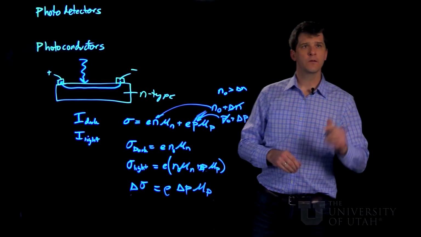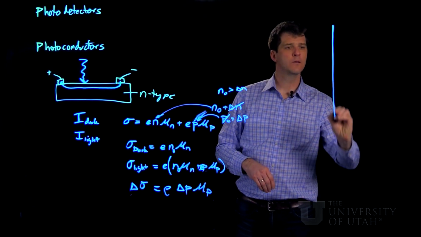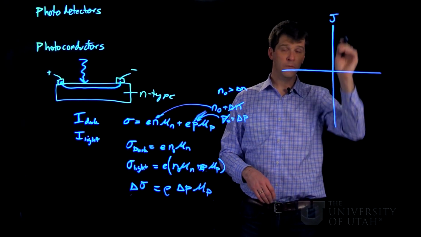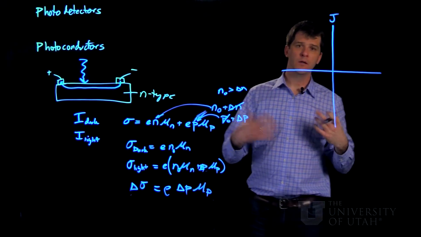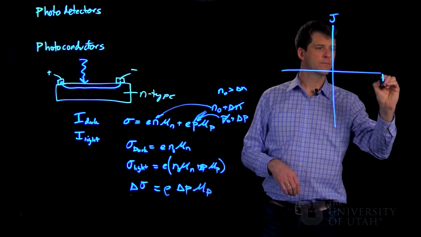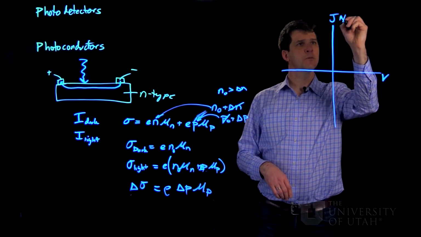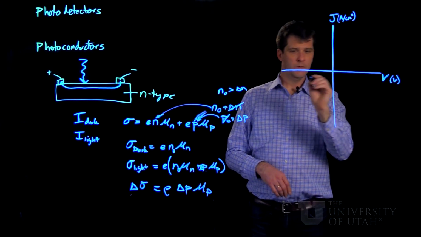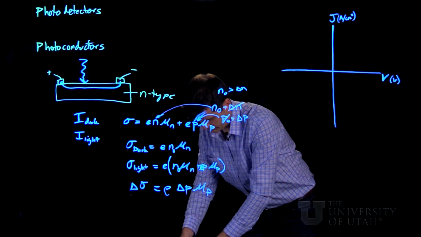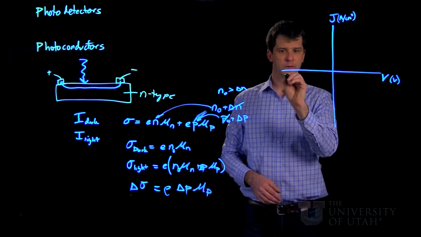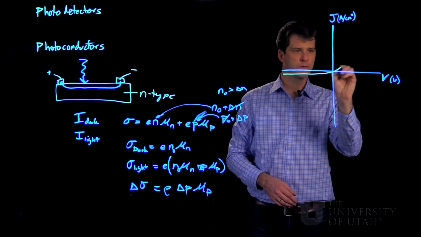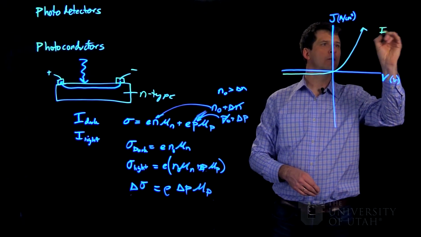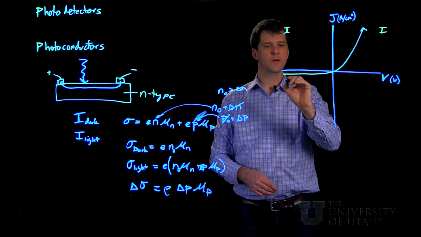So let's look quickly at the JV curve for a diode and take an overview of the different regimes of operation. So we have amps per centimeter squared and voltage in volts. So the diode's IV curve looks like this, and we can define four quadrants of operation.